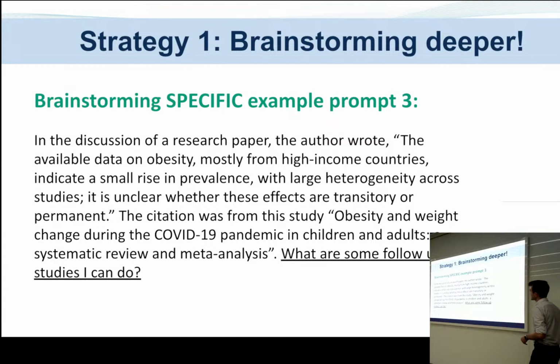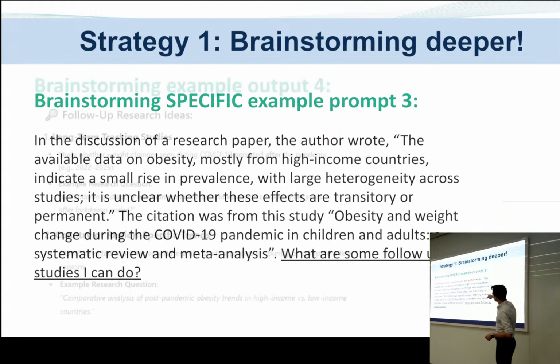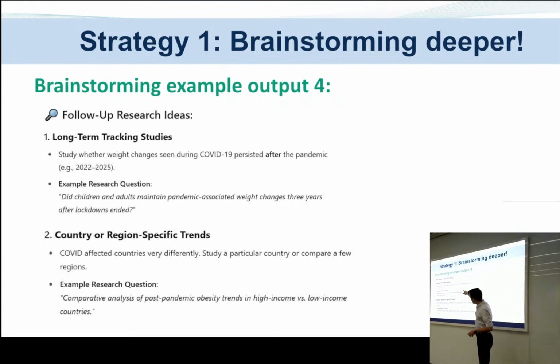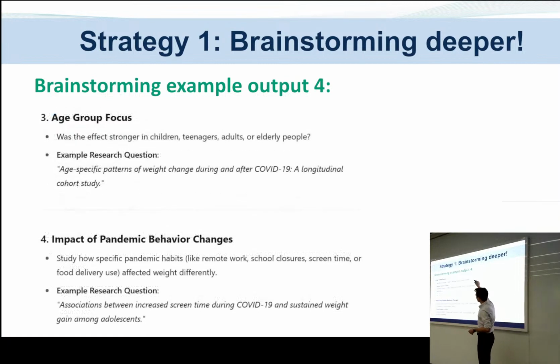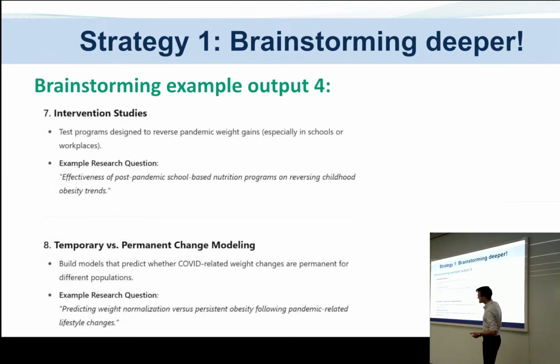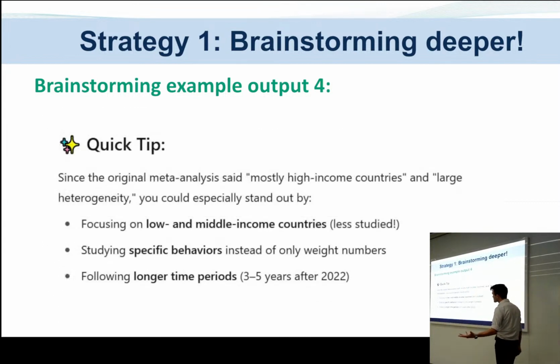Here's what ChatGPT does. This was the first one. Here we go. Okay. Long-term tracking studies. So we get a specific study and then an example research question, specific problem, research question. We get problem, research question, and it goes on. 5, 6, 7, 8 really good test programs designed to reverse pandemic weight gains, especially in schools or workplaces. Really specific information because we gave ChatGPT something specific to work with. It even gave us a really nice quick tip at the end.